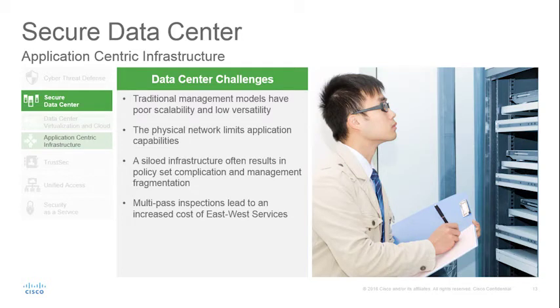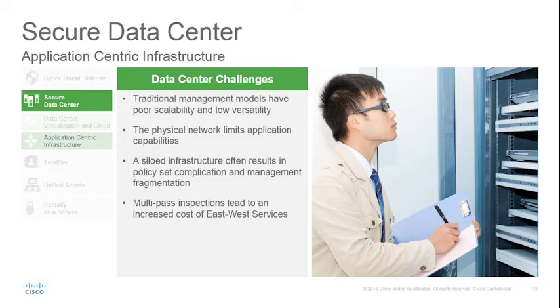Traditional approaches take a siloed operational view with no common operational model between the application, network, security, and cloud teams. Unfortunately, this approach often leads to poor scalability and low versatility, with complex traffic engineering and suboptimal paths. The physical network typically limits an application's ability to gather intelligence to abstract application flows. A siloed infrastructure also leads to policy set complication, with overlapping rule sets, complex inheritance, and oversubscription.